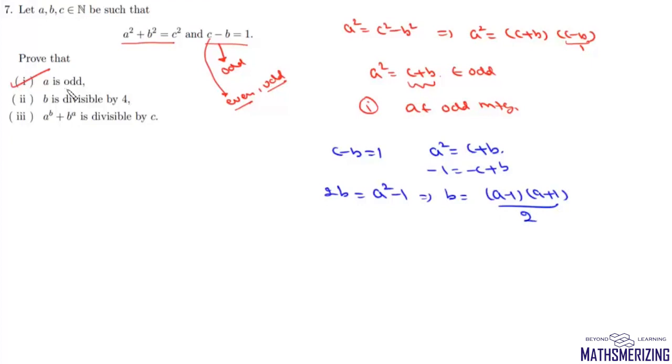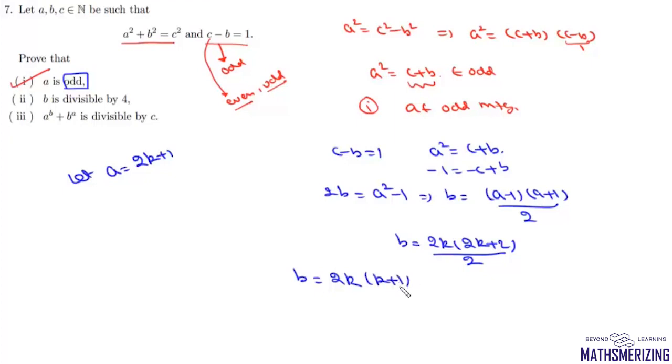Now in the first part, we have already proved that this a is an odd number. So let us say a is some 2k plus 1. Then we can write this b as a minus 1, which will be 2k, and then a plus 1, which will be 2k plus 2, divided by 2. So now we can cancel this 2. We can write b as 2k into k plus 1. So b is a multiple of 2, and then it's a product of two consecutive integers, k and k plus 1. So out of these two, k and k plus 1, one of them must be an even number. From here we can say that b is divisible by 4.